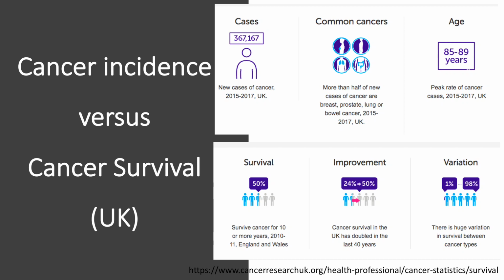So that's the incidence. But if you look at the survival, the news is really good. If you look at the survival rates for a vast majority of the common cancers, survival is 10 years or more, at least in England and Wales. And the statistics, if you think of the past 40 years, it's incredibly improved. It's almost doubled in the past 40 years. Of course, this depends on the type of cancer. So there's a huge variation in the types of cancers that you have.